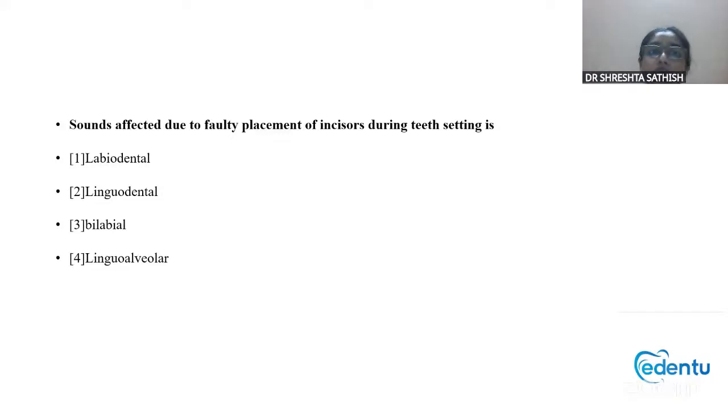What are the sounds which are affected due to faulty placement of incisors during teeth setting? Faulty placement of incisors. What happens? Words such as F, B. Okay. So you have your labiodental sounds. Sounds which are affected are your labiodental sounds. That is words like F, B, where your lips will touch the incisor edge.